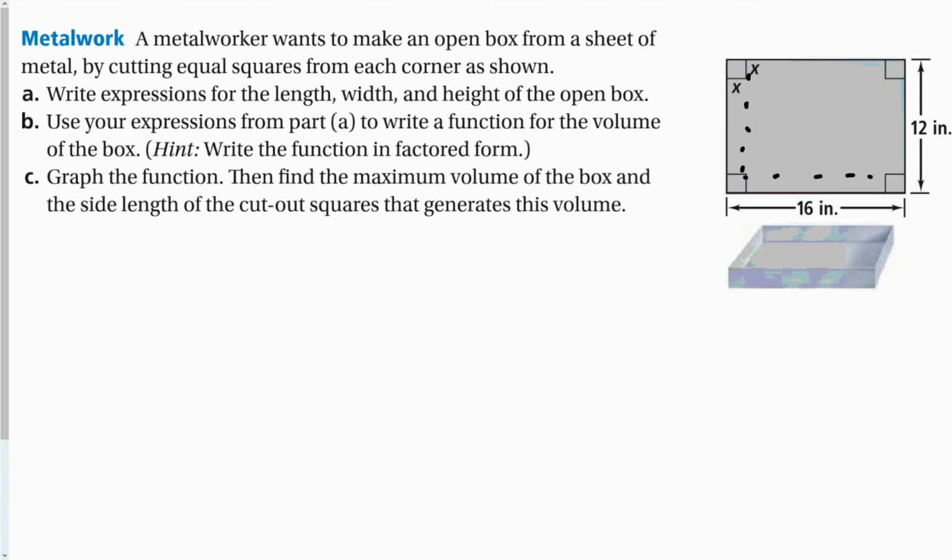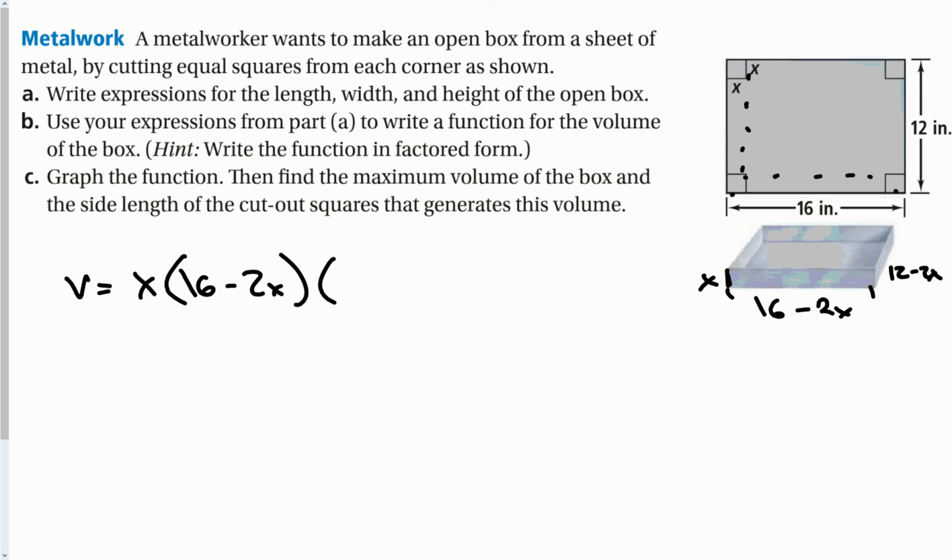So if I wanted to, I would now be able to write the formula for this as long as I knew the length. Well, the length of the whole sheet was 16, so this would be 16 minus the 2 pieces that I cut off. This piece would be 12 minus the 2 pieces that I cut off, and the height is just x. So the volume of the box would be x times 16 minus 2x times 12 minus 2x. Write a function for the volume.